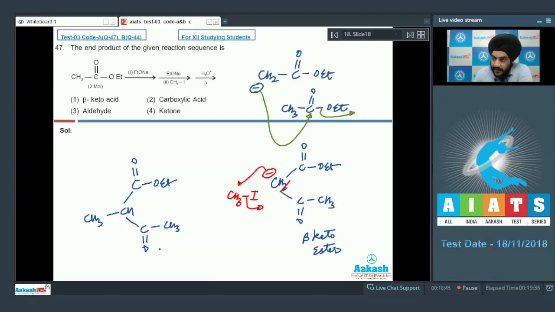And when it is further subjected to hydrolysis and heat, upon hydrolysis this will convert into acid. And upon heating, since it is a beta keto acid, the beta keto acid will undergo decarboxylation to give us a ketone. So we'll have the formation of butanone in this case. Students, we have to mark option 4 as the correct answer to our question. Let us look at question number 48.